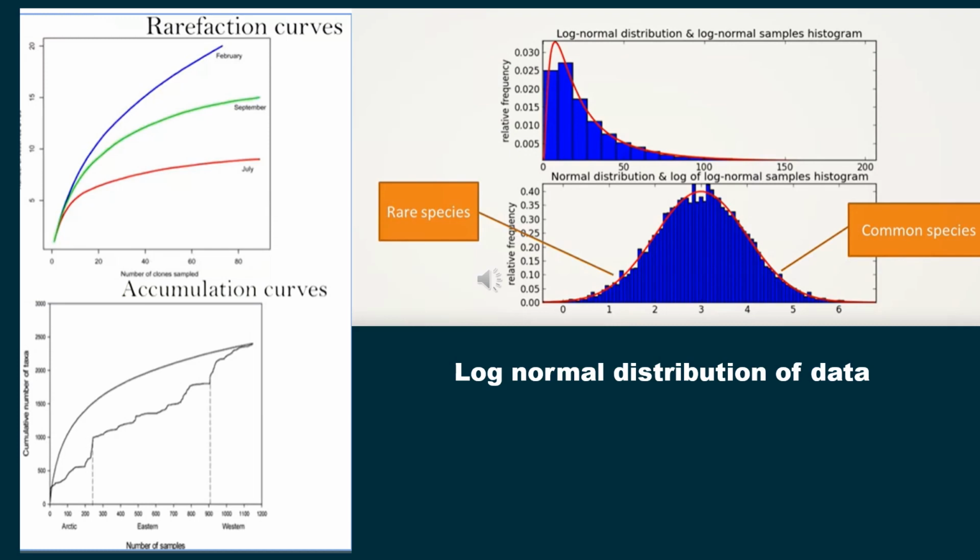Another way is the log normal distribution of data. We can have different distributions of our abundance per species, and these can be shifted to the left. It means that we are missing some of the rare species. They also can be balanced, so they can follow a log normal curve. It means that we have a good representation of common as well as rare species.